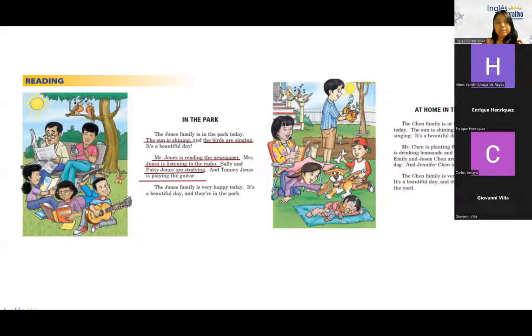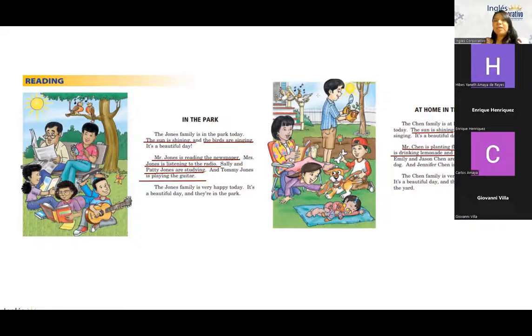The Chen family is at home in the yard today. The sun is shining and birds are singing. It's a beautiful day. Mr. Chen is planting flowers. Mrs. Chen is drinking lemonade and reading a book. Emily and Jansson Chen are playing with the dog. And Jennifer Chen is sleeping. The Chen family is very happy today. It's a beautiful day and they are home in their yard.